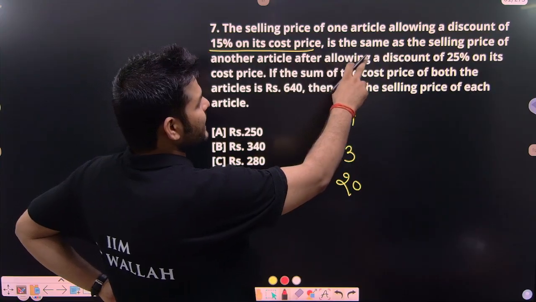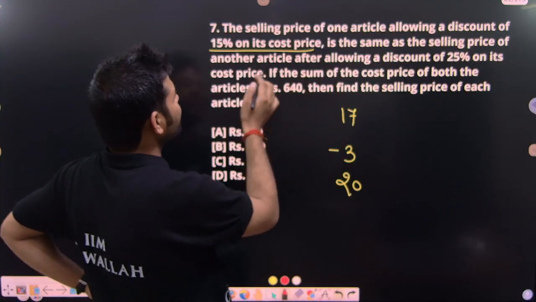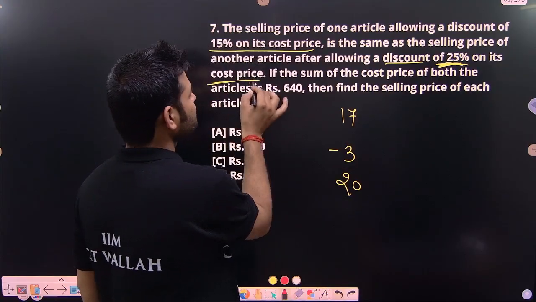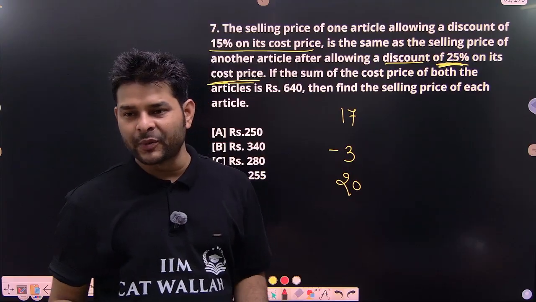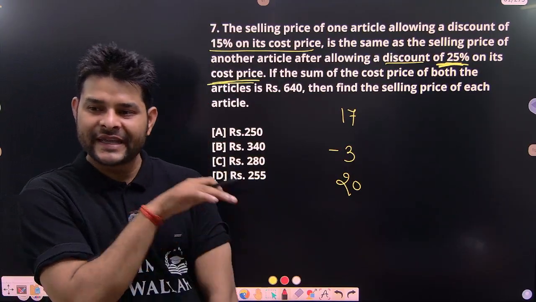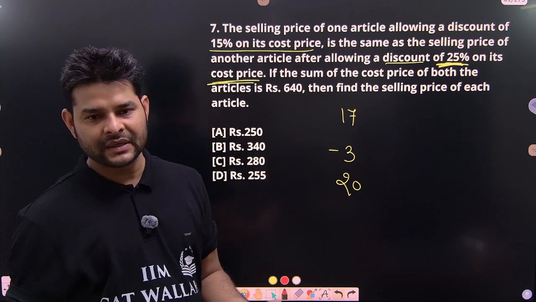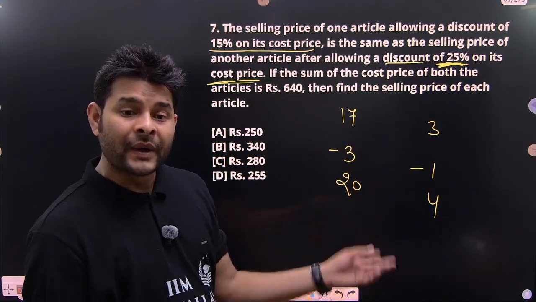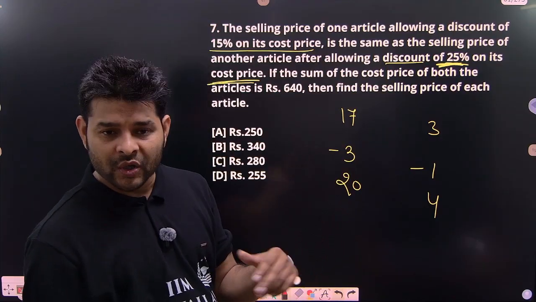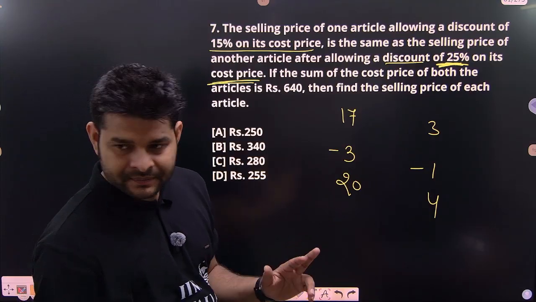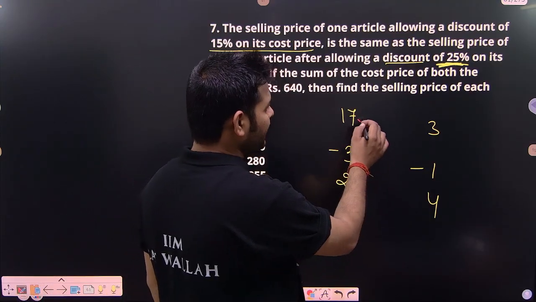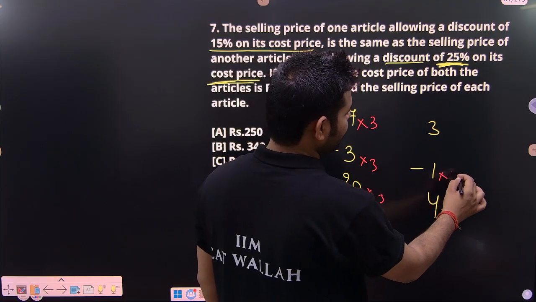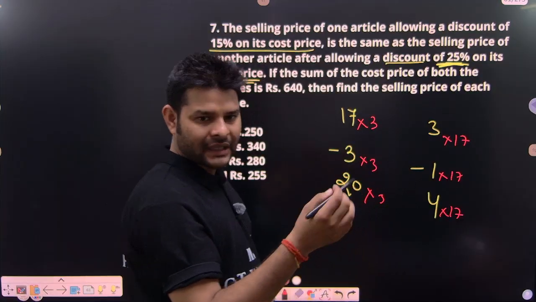And it is the same as the selling price of the other article after allowing a discount of 25% on cost price. Again, discount on cost price would be loss. So on the second article he bears a loss of 25%. So 25% means 1 by 4, so CP 4, loss 1, SP 3. Got it? But the condition given is that the selling price of both articles should be the same. To make them the same, you need to multiply by 3 over here and by 17 over here. In that condition, the selling prices of both articles would be the same.